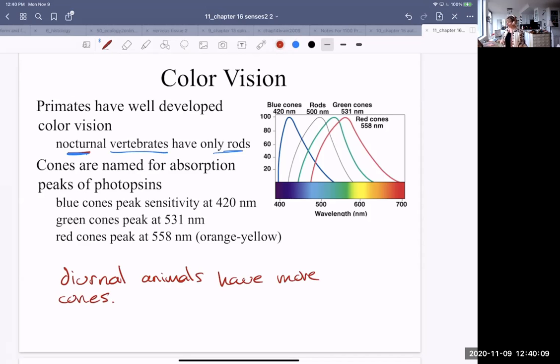And interestingly, we have blue, red, and green cones, not the primary colors. They're named for the absorption peaks of their pigments, which are called photopsins, as opposed to rhodopsins. The blue cone's peak sensitivity is 420 here, the green 531 here, and the red 558 here.